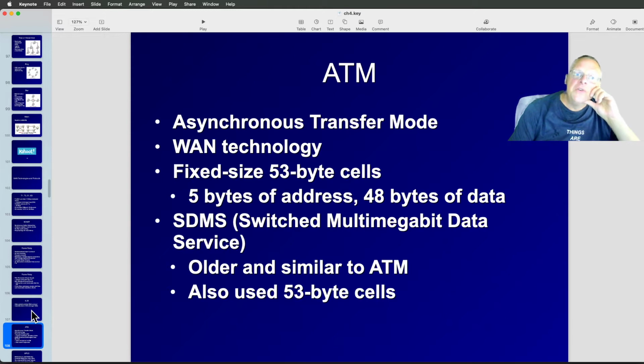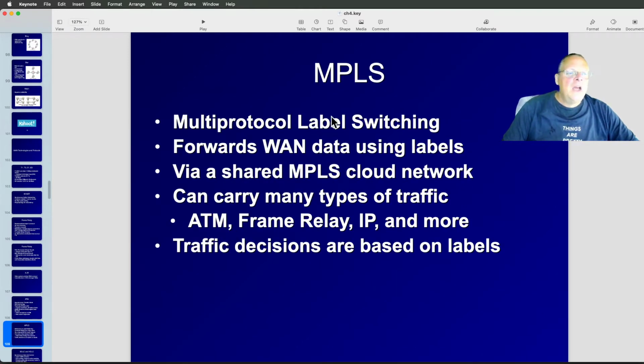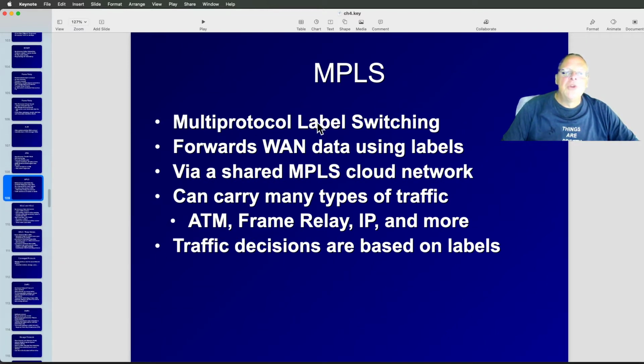ATM is still used today. Every packet is only 53 bytes long, 5 bytes of address and 48 bytes of data, and you can transmit any kind of protocol on top of it. It's been around for a long time, but some people still like to use it. MPLS forwards WAN data using labels, so you can move multiple different protocols, many different types of traffic.